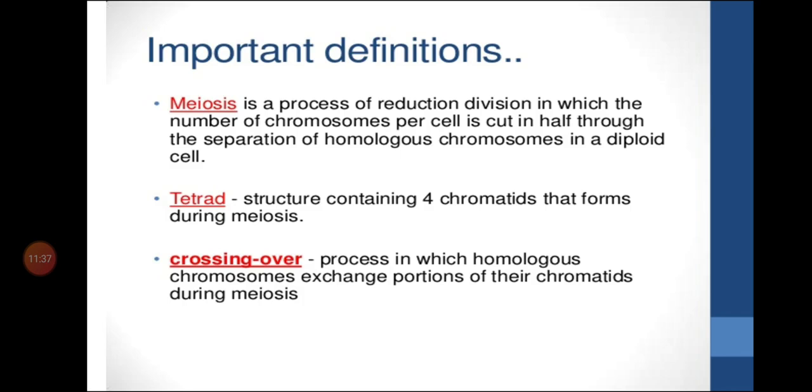Okay, so in our next lecture we will start with the substages of prophase 1, that is leptotene, zygotene, pachytene, diplotene, diakinesis. And then we will study the different phases, that is prophase 1, metaphase 1, anaphase 1, telophase 1, cytokinesis 1.